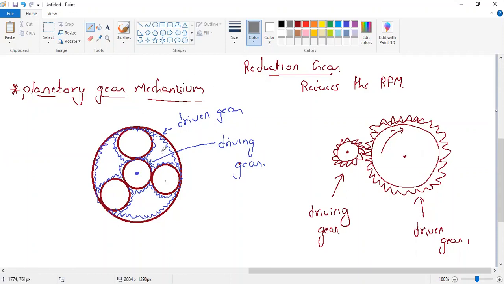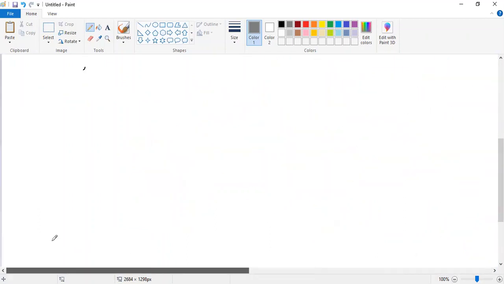The main advantage, which is important for us, is that here the load is distributed. In the reduction gear, the entire load comes at one point. Here the load is distributed, so you do not have a problem. Any other doubt here? Understood the gear mechanism? Done. This is called the gear coupled engine.